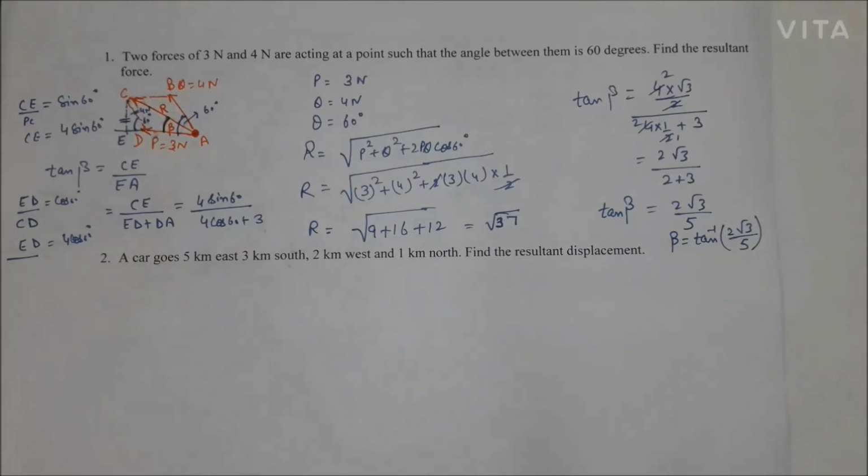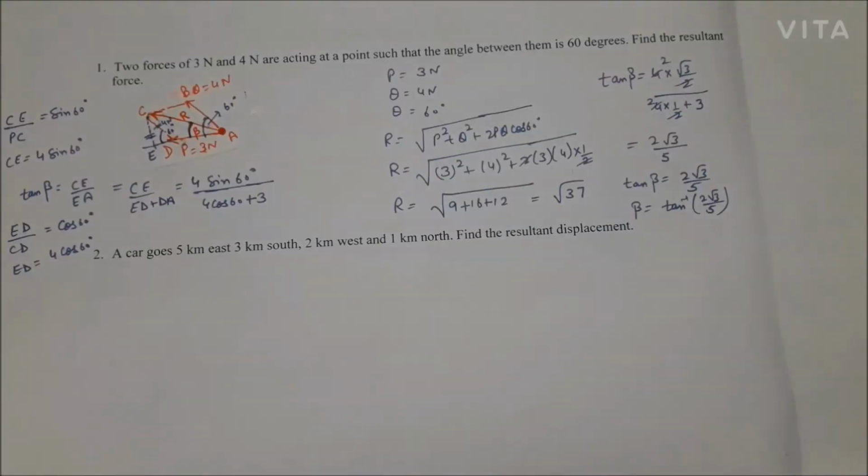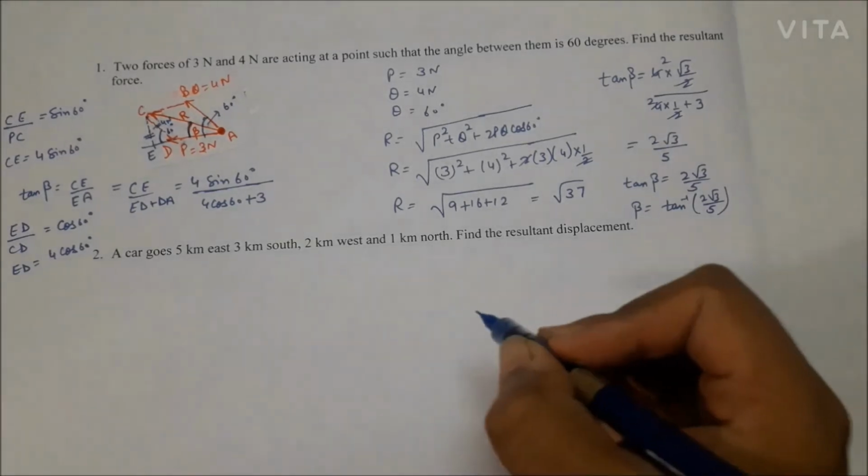So now let's move to our next question, which is different from the first question, and see how we can solve it. Now just look at this question. A car goes 5 km east, 3 km south and 2 km west and 1 km north. Find the resultant displacement. Okay, so this is my starting location.